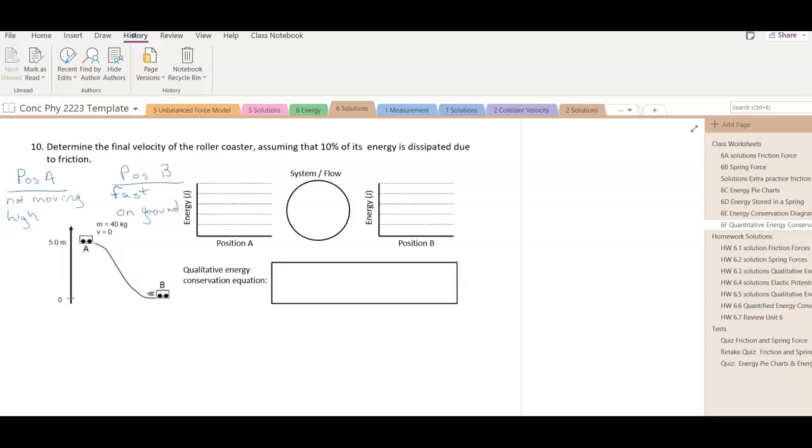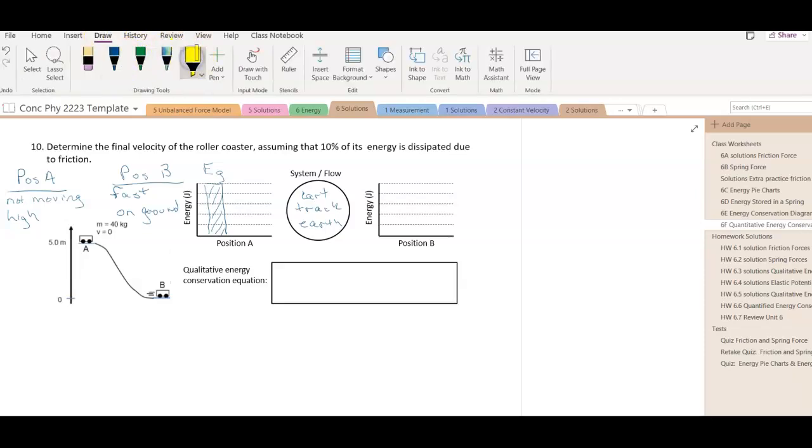Okay, I'm going to put the cart, the track, and the earth. Basically everything that I see, I'm putting in the system. And so initially, this system, all of its energy is stored as gravitational potential energy, right? Because the cart is very high. Okay. So this is interesting. Let's talk about how to handle it. It says 10% of its energy is dissipated due to friction.